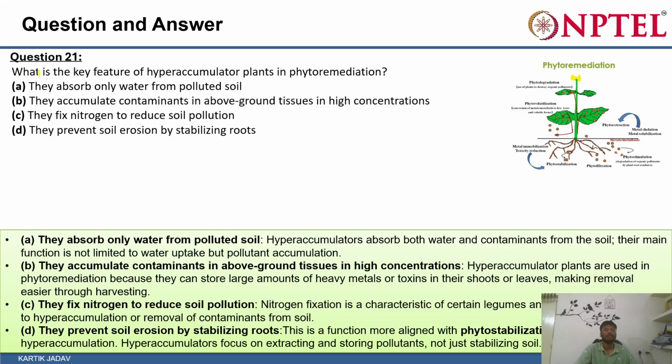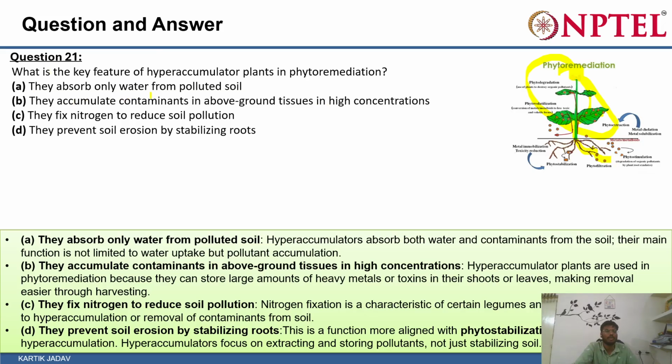Question number 21. What is the key feature of hyperaccumulator plants in phytoremediation? So we know that hyperaccumulator plants, when used in contaminated soil, take the contaminants from the soil through the roots, and those contaminants also travel to the leaves and fruits. So whenever we harvest this plant, the contaminant is ultimately removed from that particular location.